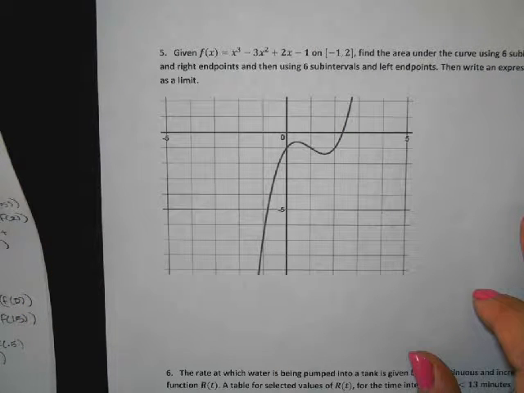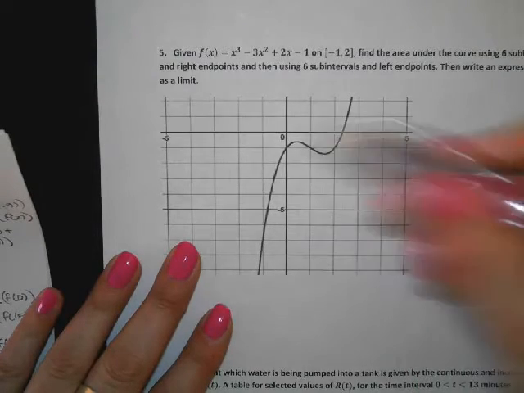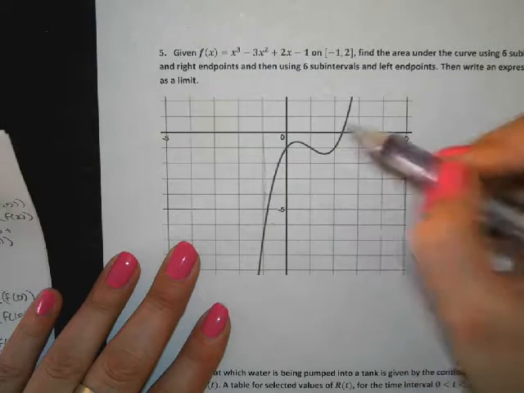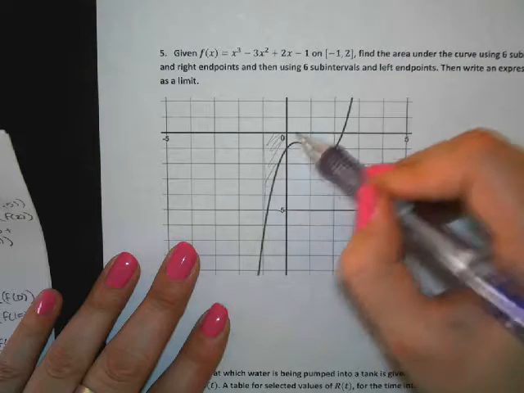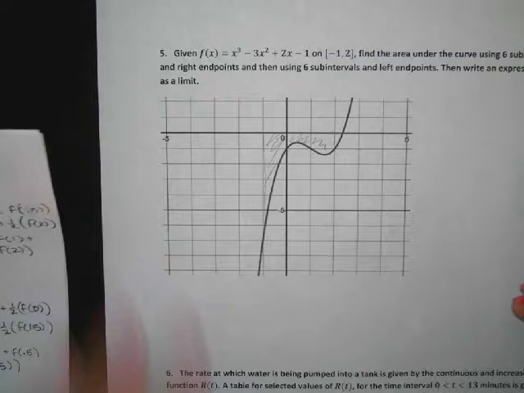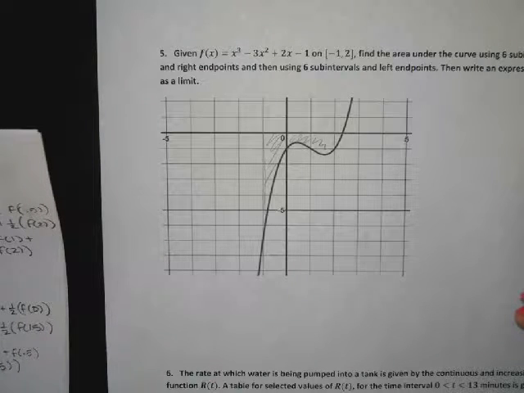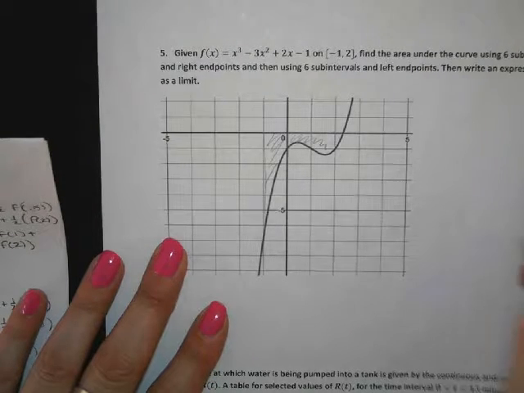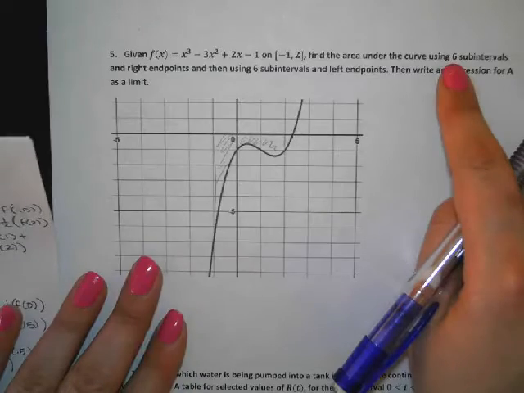The area underneath the curve still means between the curve and the x-axis. So the area underneath the curve is actually this part right here, which I would kind of think is above the curve, but no, it's still called the area underneath the curve. It just means between the curve and the x-axis. Okay? So that's what we mean by area under the curve for this one. We are using 6 sub-intervals.